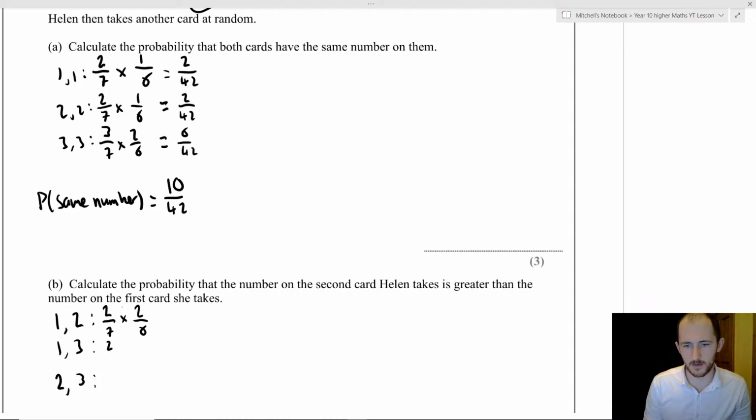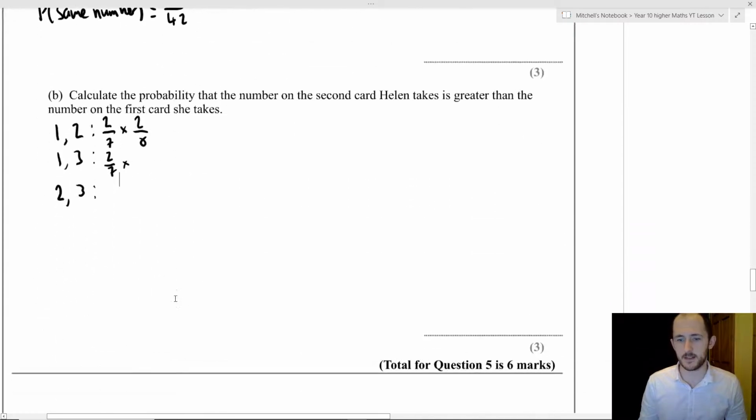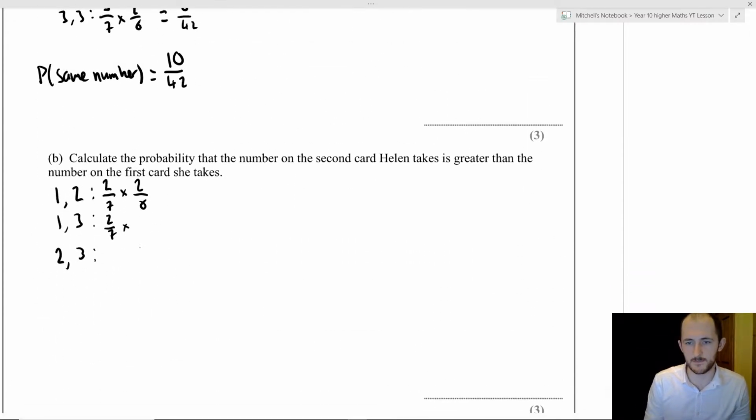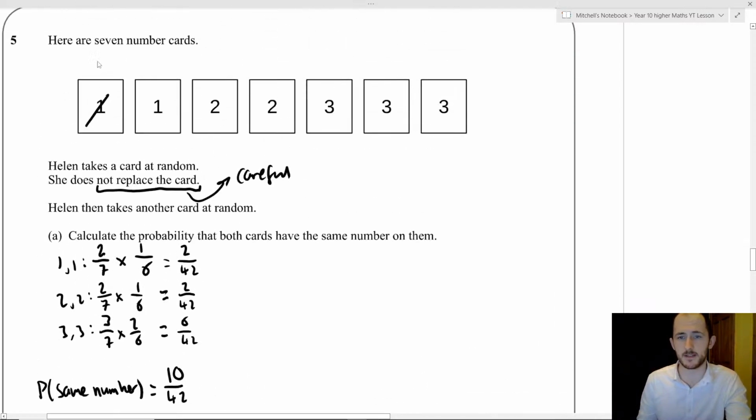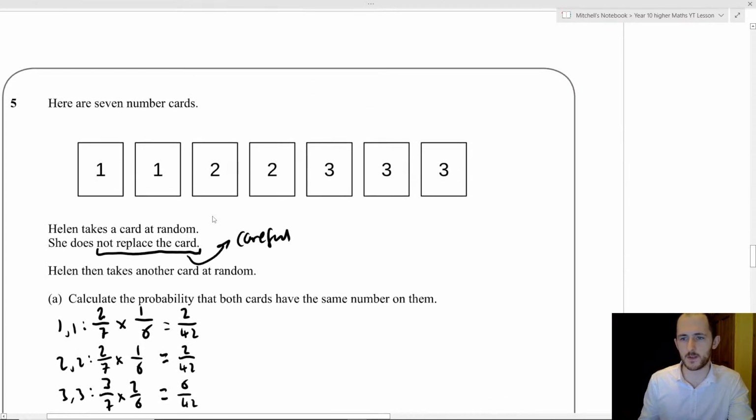Likewise, if we have a 1 and a 3, so that would be 2 over 7 times, and we actually have 3 3s left, so that would be 3 over 6. I may not have left myself the most amount of space, but yeah. Then we pick a 2 first, so that's 2 out of the total 7. Multiplied by, well, we get rid of one of the 2s, and it has to be a 3, so 3 out of 6.